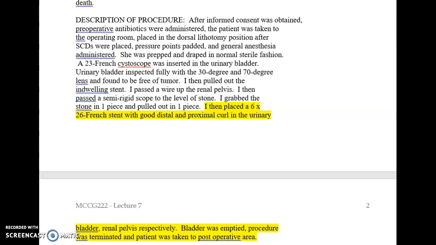Then the next CPT code that was identified is 52332 LT, and I've highlighted the section that's pertinent to that. So for 52332, the physician examines the urinary system, and in this instance, the physician is putting in an indwelling catheter stent into the ureter. So this is what this is representing right here.